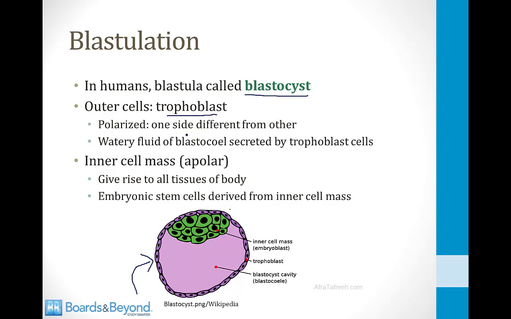These cells are polarized. One side is different from another, and they secrete the watery fluid that fills up the blastocele shown in purple in my drawing here. The other part of the blastocyst is called the inner cell mass.